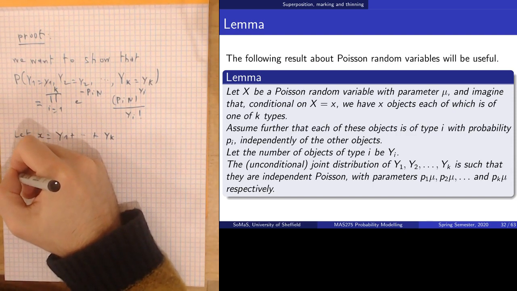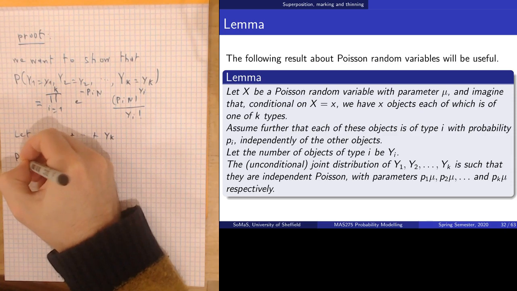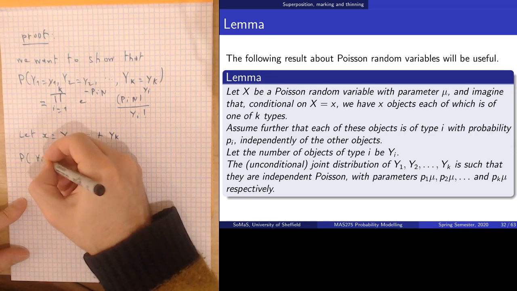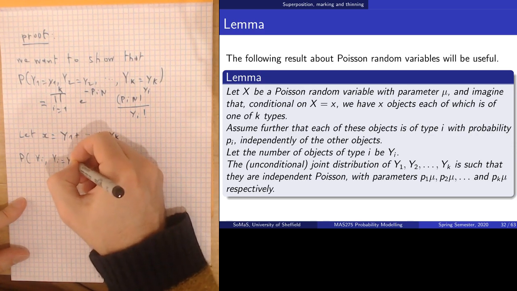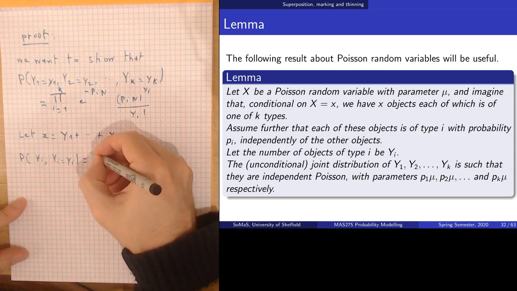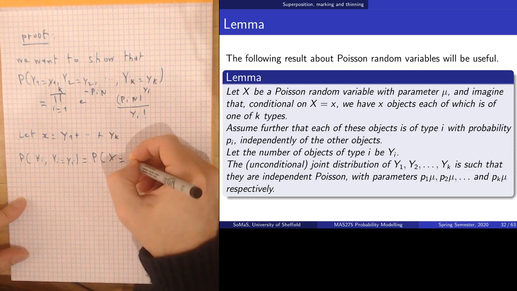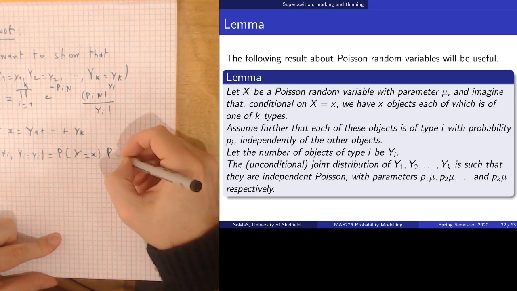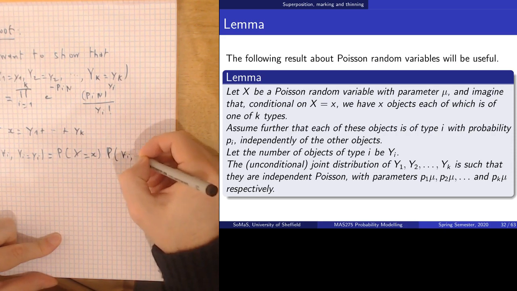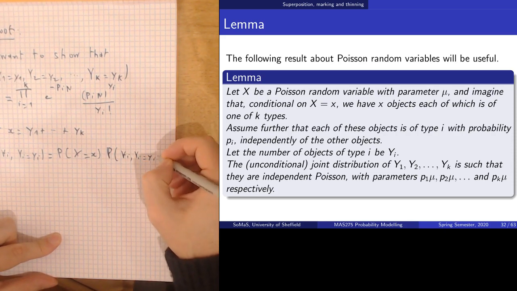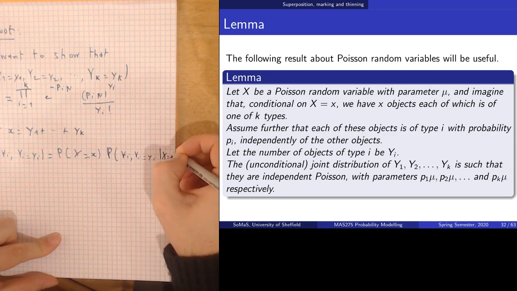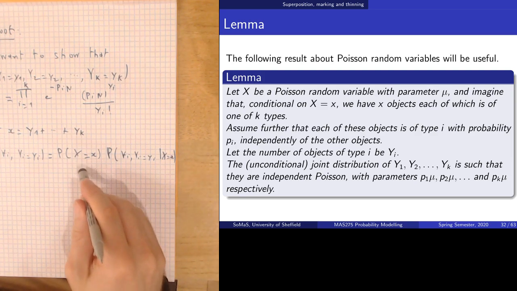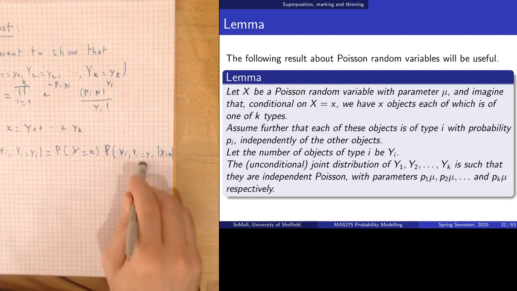And so the probability that I'm looking for, I write it as: for all i, Yi equals little yi, is equal to first the probability that X is x, times the probability that for all i, Yi equals little yi, conditionally on the event capital X equals little x. So we split it like that because we can actually figure out what both of these are.